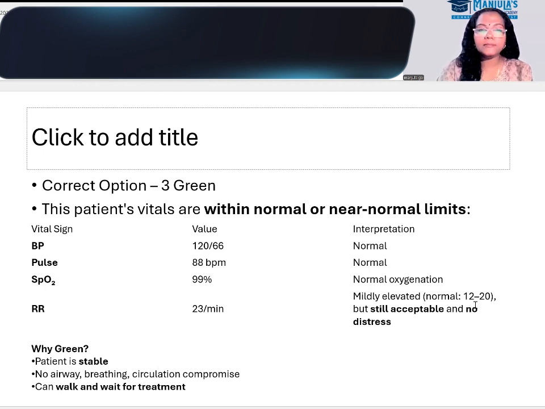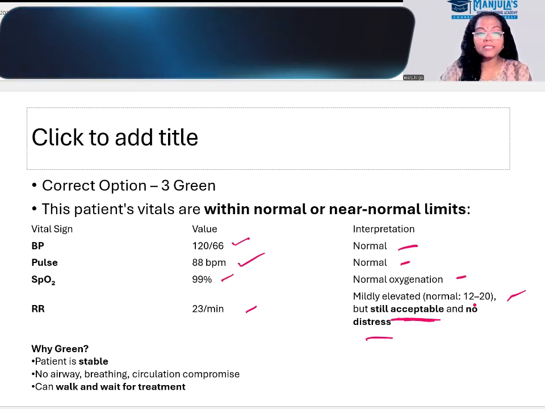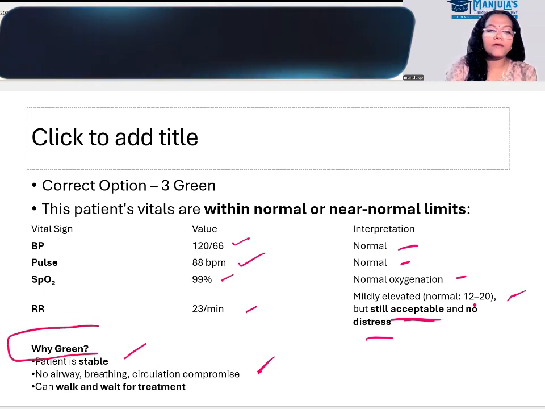Now you see the BP of this patient is 120 by 66, which is rather normal, and the pulse is 88, which is also normal, and the SpO2 is 99, which is again normal oxygenation. Respiratory rate is 22 per minute, mildly elevated, but you can consider it as normal, and it is still acceptable. There are no signs of distress. So this patient is rather stable, right? There is no breathing compromise, there is no circulation compromise. So this person can wait. He can walk, he can wait. So that's why we have put him under green triaging.